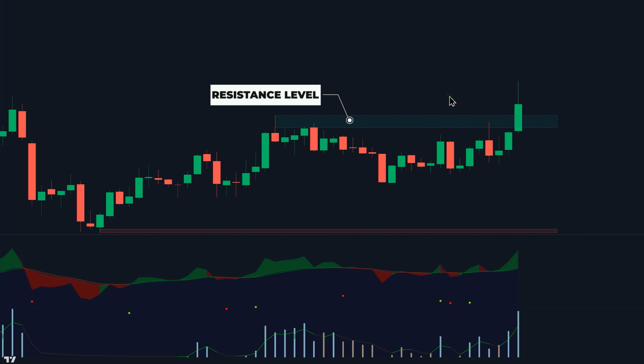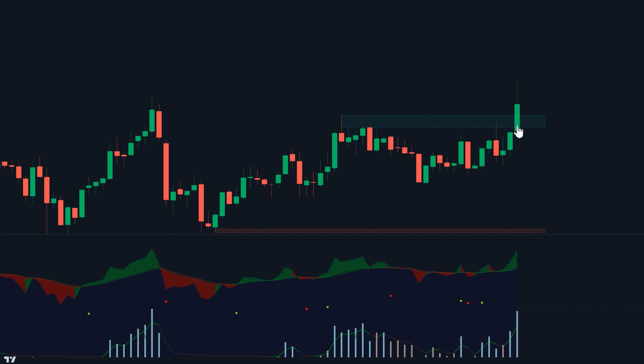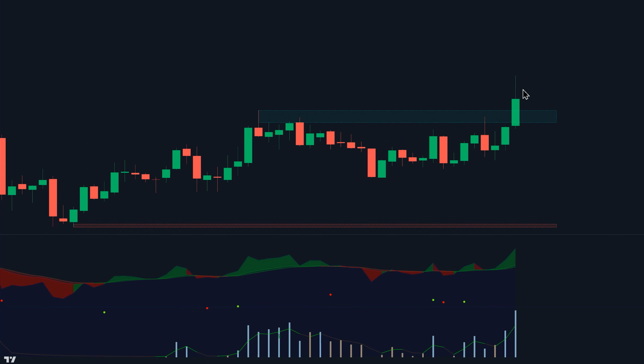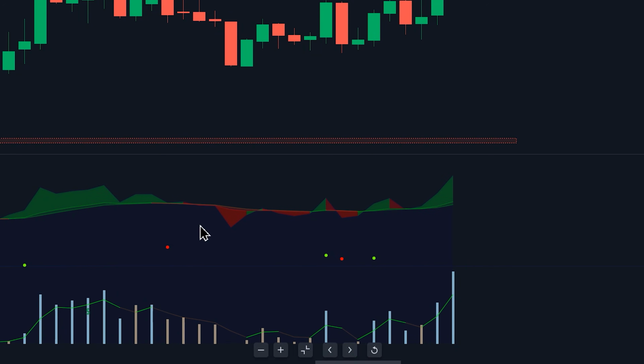Now, condition number 2 is to wait for the price to break and close above that resistance level. This is the break and close, and this breakout candle is going to be our entry candle. Now, the third condition is to ensure that the breakout candle shows signs of bullish institutional trading activity. For that, we just take a look at the bullish smart money indicator.